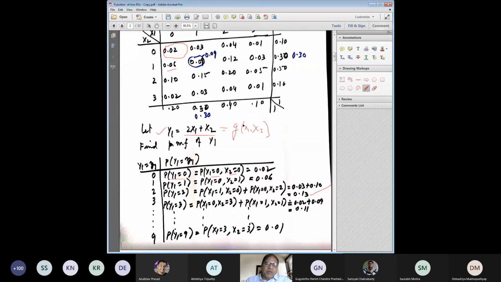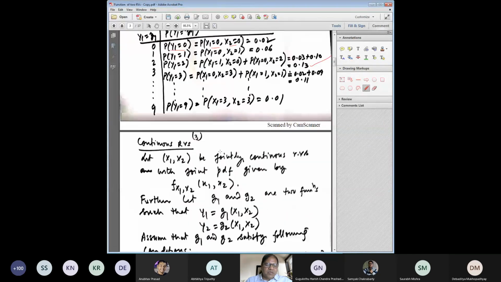So now the next case comes, the continuous random variable. In the continuous case, we are given the joint density function, and we will be given the functions, and from there we have to find out the joint density function of y1, y2, and ultimately we have to get the marginals of y1 and y2. So we will discuss tomorrow. This is the last topic, and we will try to finish so that after the class test we can start the stochastic process. So we'll see.